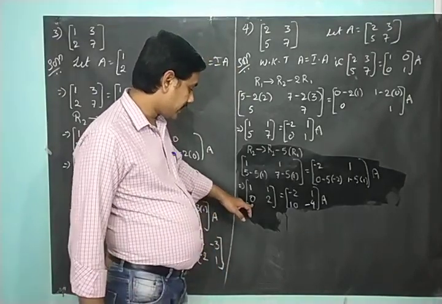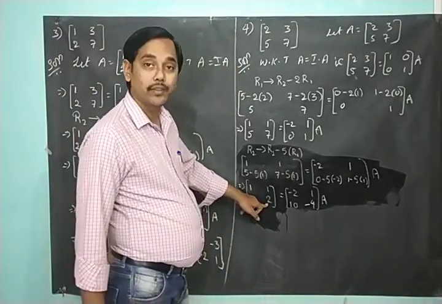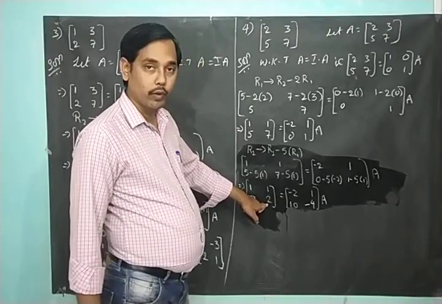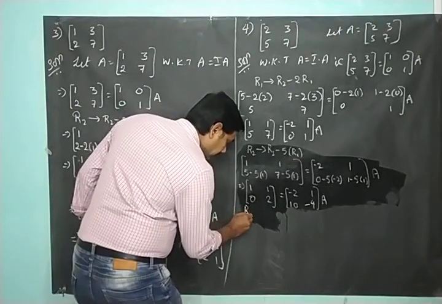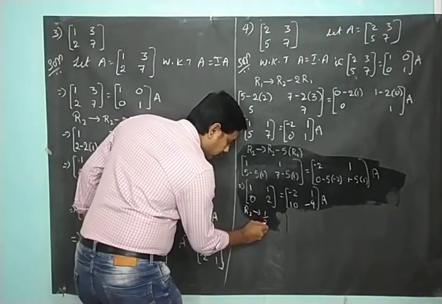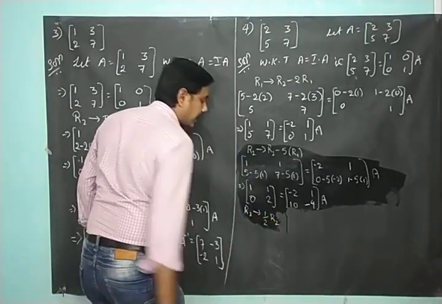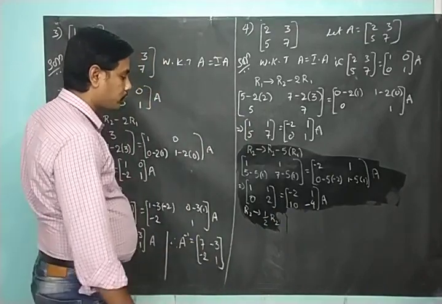Now we got 0 here. So we should get this value as 1. We should get this value as 1. Why? Because diagonal should be 1. How to get this one? R2 changes to 1 upon 2 R2. R2 will change as 1 upon 2 R2.